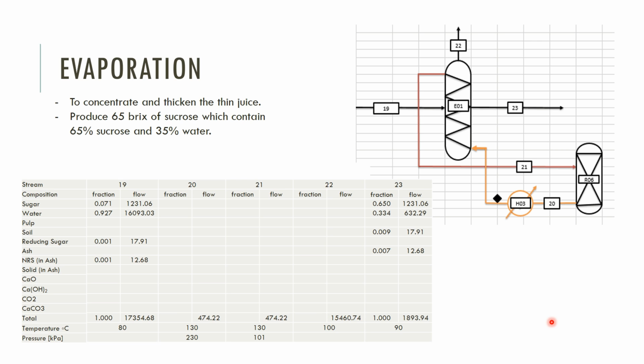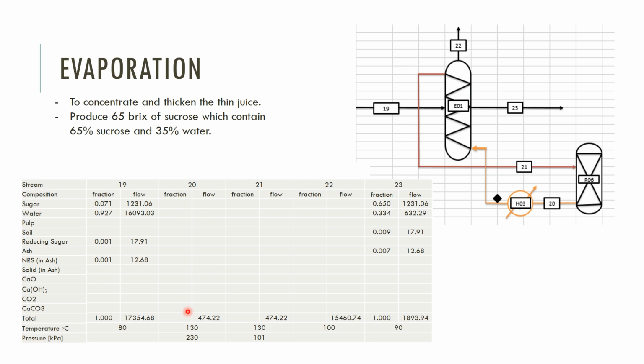Next, the evaporator is to concentrate and thicken the thin juice, to produce 65 brix of sucrose, which contains 65% sucrose and 35% water. The input of the evaporator is 17,354.68 at the temperature of 80 degrees Celsius, and the output of the evaporator is 1893.94 at the temperature of 90 degrees Celsius.